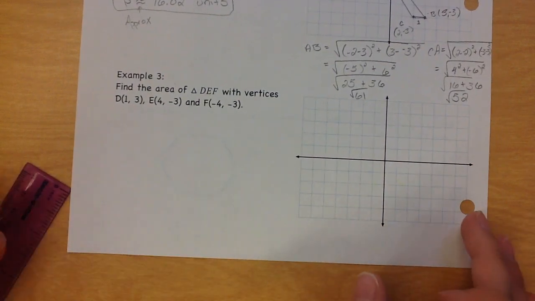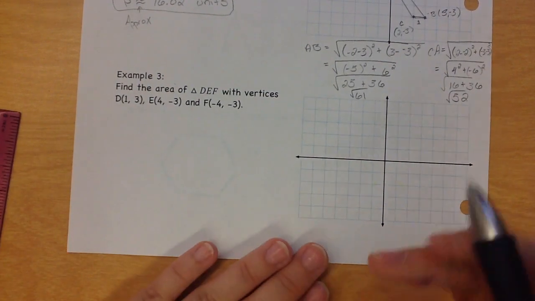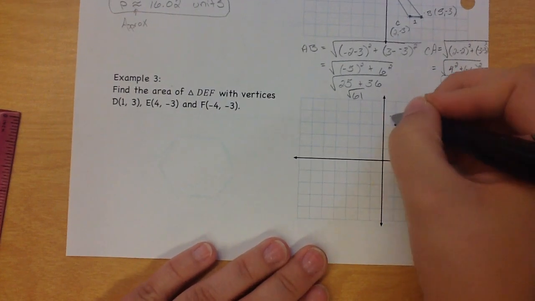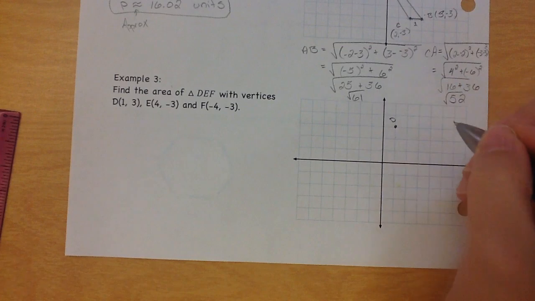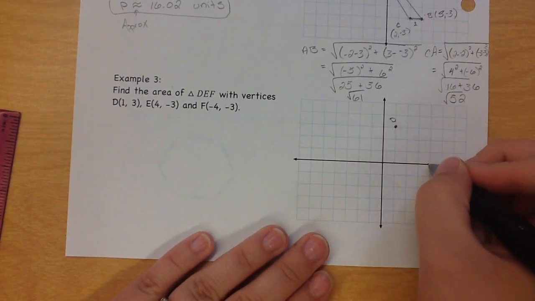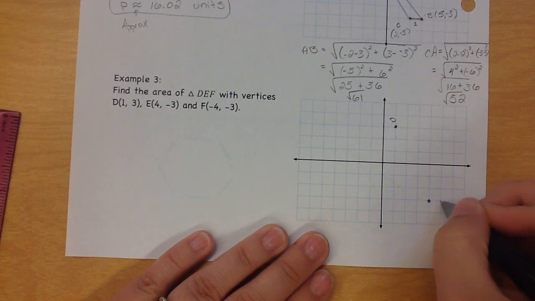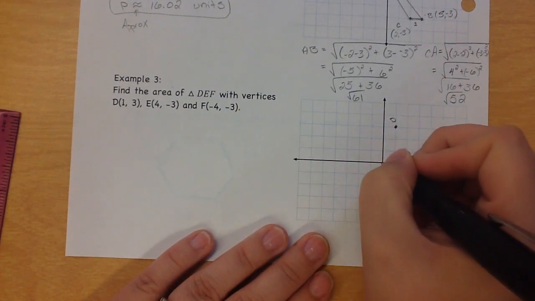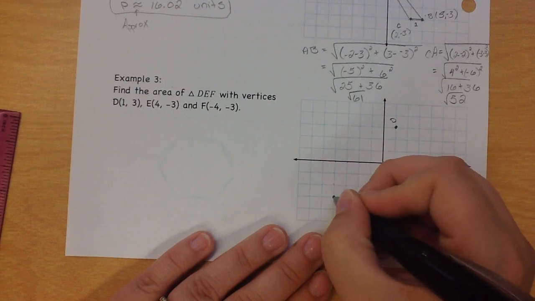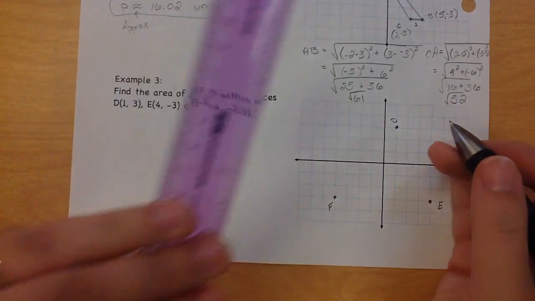We want to find the area of triangle DEF with these vertices. D is the point 1, 3. E is the point 4, -3, 1, 2, 3, 4, down 1, 2. There's E, and F is the point -4, -3. F. So here's my triangle.